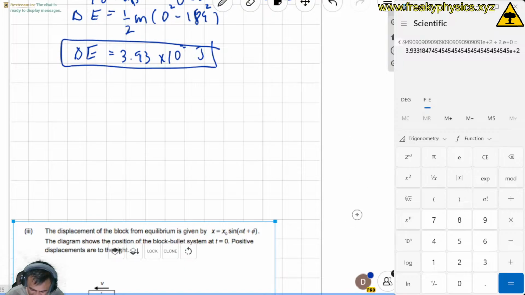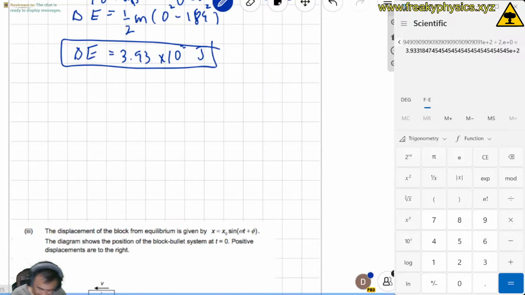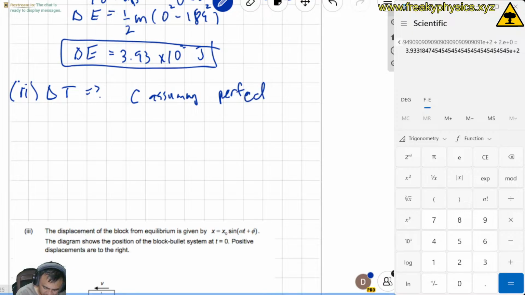I think for part 2, because you're given the specific heat capacity, it's going to ask for the change in the temperature of the bullet. The increase in temperature of the bullet, if all the energy goes into the internal energy of the bullet. So we're assuming perfect transfer to internal energy, right? Yeah, that's basically what it says.